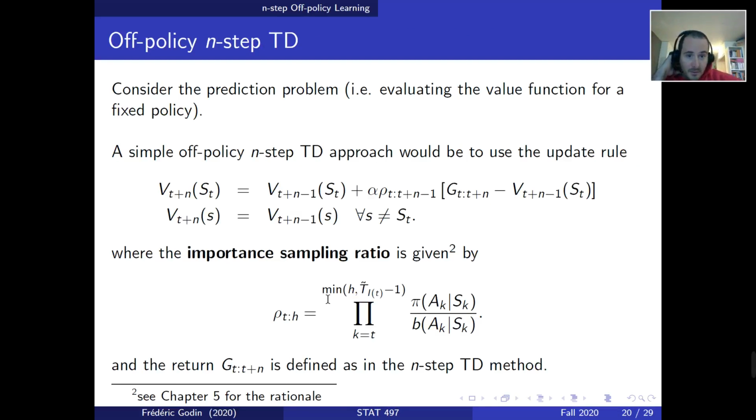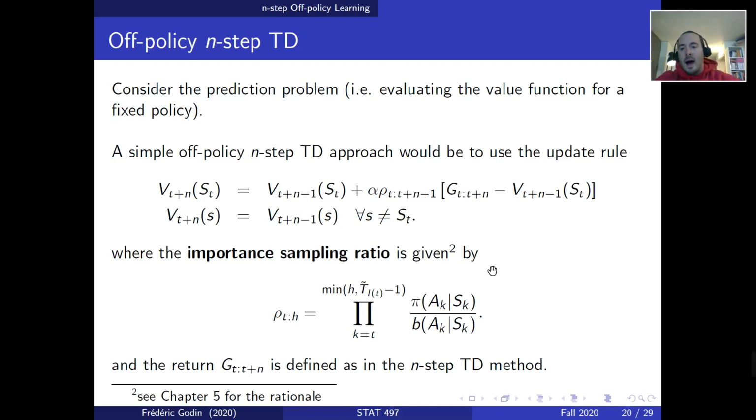First, we will discuss the prediction problem in an off-policy setting. Again, what's the prediction problem? It's when we have a fixed policy pi and we want to estimate its value function. We can use off-policy learning for that. In that case, we would generate episodes under the behavior policy b, and then we would use the following update rule to refine our estimate of the state value function.